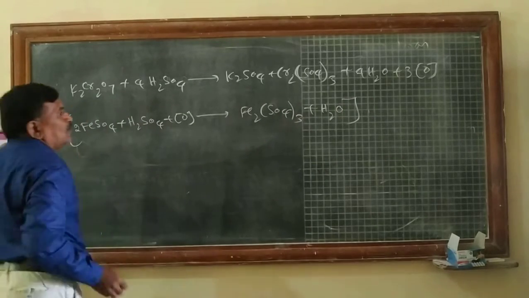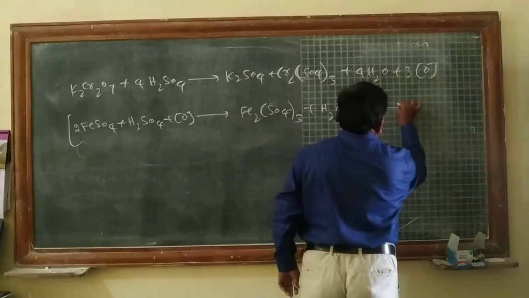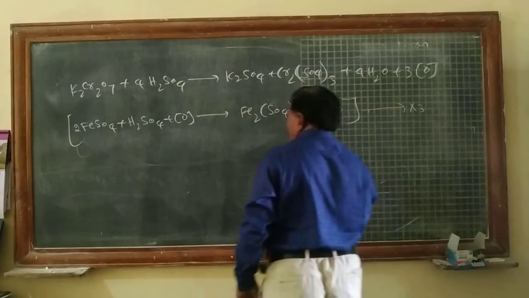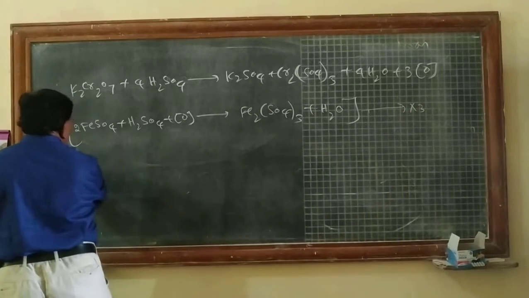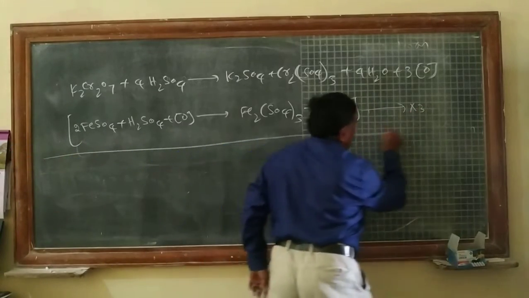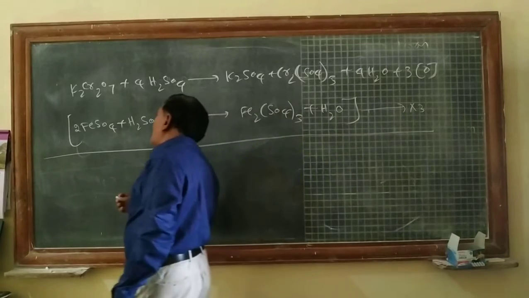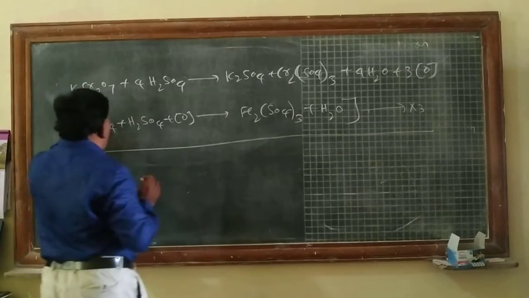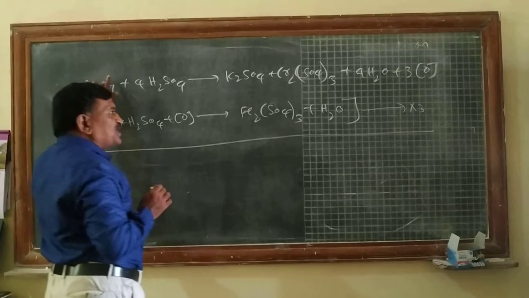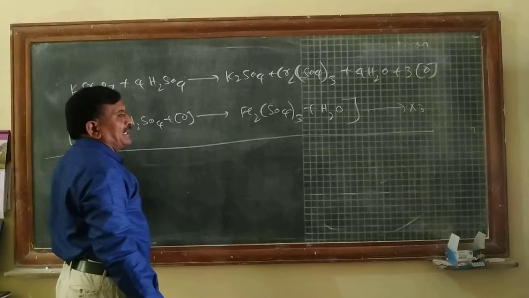The second equation will be multiplied by 3. So now we can write down the overall reaction. Here the first reaction undergoes oxidation and the second reaction undergoes reduction.